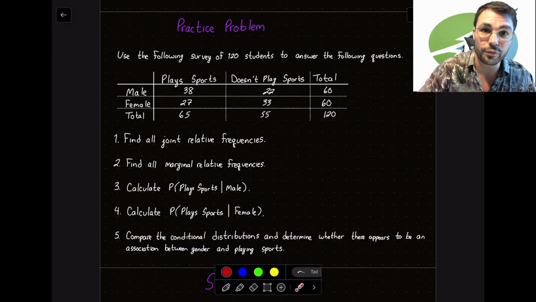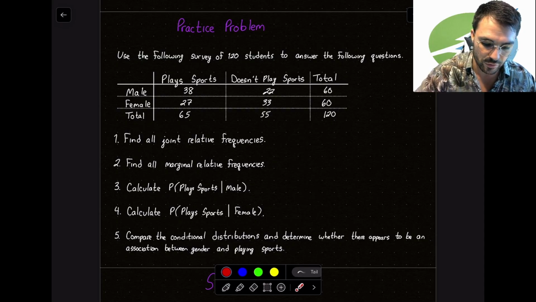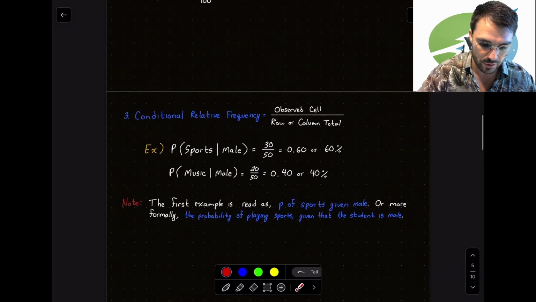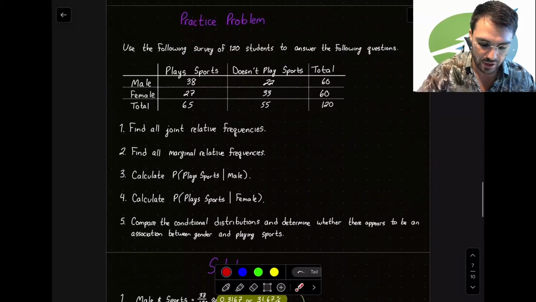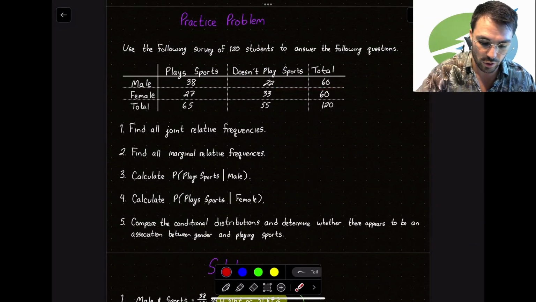All right. Hopefully we worked on these. Let's take a look at the answer. So number 1, before I even go down to the answer, find all joint relative frequencies. So remember, joint and marginal, we're always dividing by the total, whereas what's that one called? Conditional, thank you. Conditional, we just focus on the row or column.